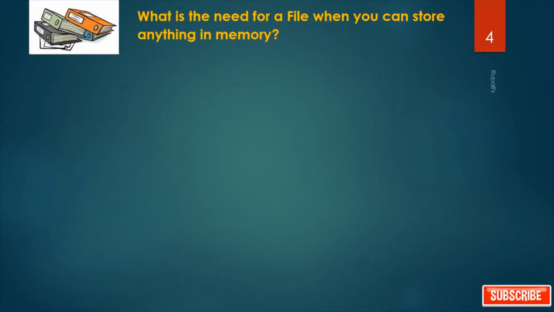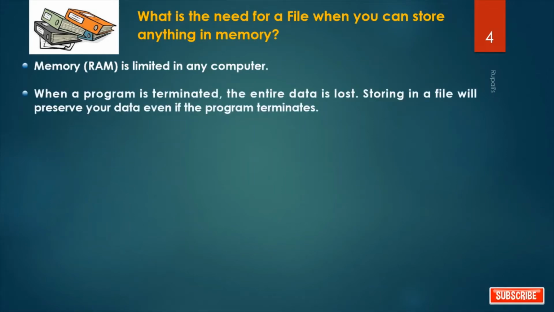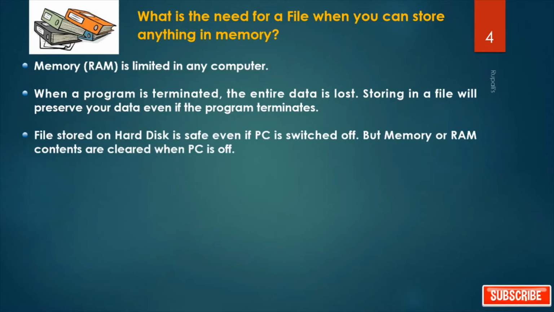Before learning file handling, first you have to learn what is the need for a file when you can store anything in memory. Because memory, that is our RAM, is limited in the computer. When a program is terminated, the entire data is lost. Storing in a file will preserve your data even if the program terminates. A file stored on hard disk is safe even if the PC is switched off. But memory and RAM contents are cleared when our PC is off.